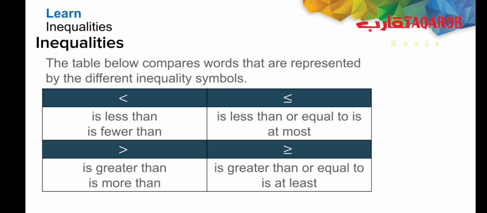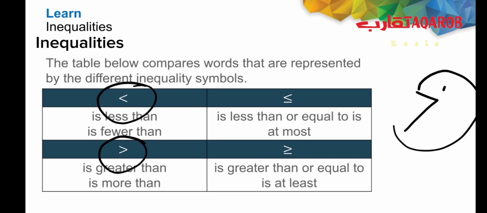For example, when I say less than or fewer than, I'm talking about this symbol. When I say is greater than or more than, I'm talking about this symbol. Remember always, miss, this symbol looks like Pac-Man opening its mouth to the greater value. So when we say greater than, it means that Pac-Man is opening its mouth to the greater value or greater amount or quantity.